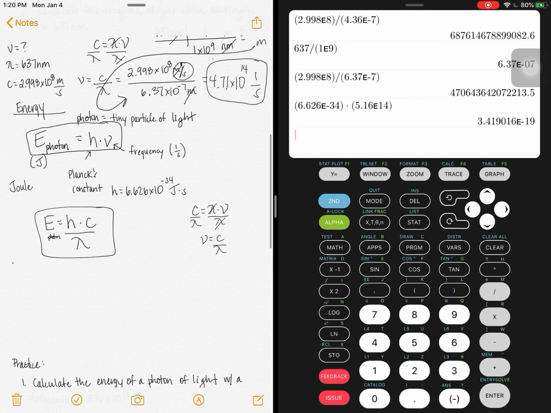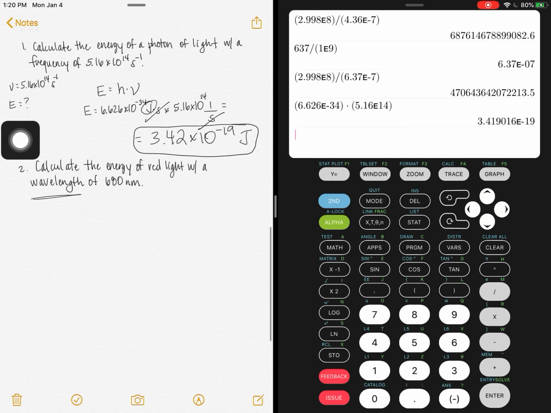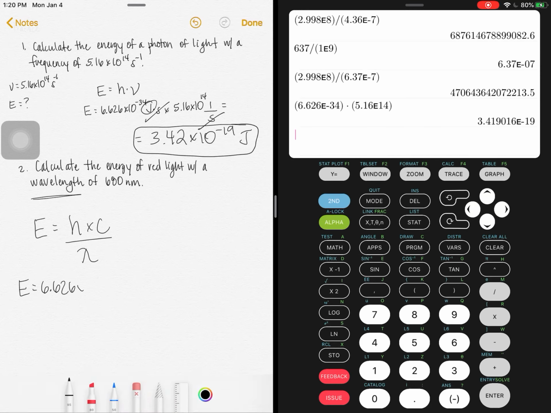All right, and number 2, calculate the energy of red light that has a wavelength of 680 nanometers. So that's a wavelength. So if we go back up in my notes, I'm probably not interested in using this formula because I don't have a frequency, but I could very well use this one. So E equals H times C over lambda. So let's see. So H, 6.626.